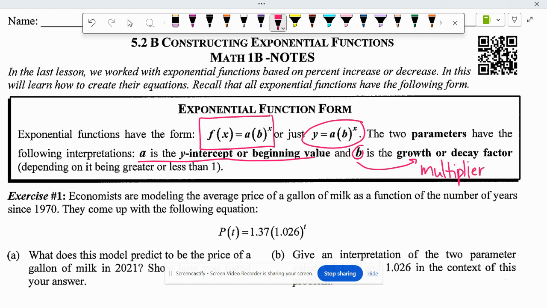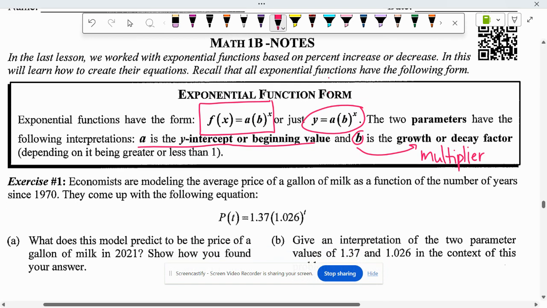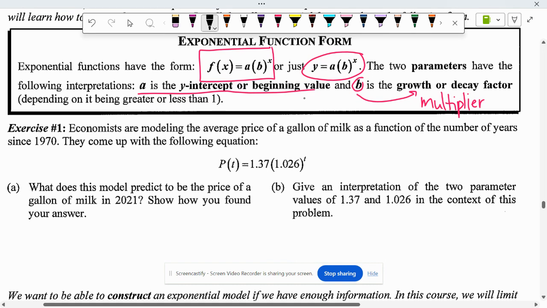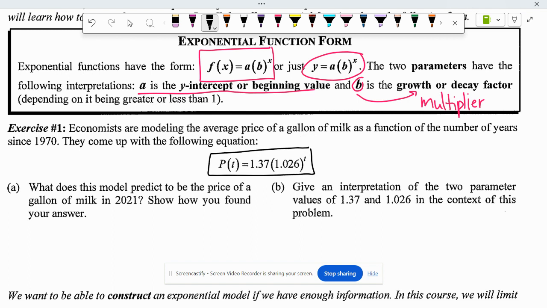This is page 27. Does everyone see where we are? Does anyone need more time to get there? Okay. So economists are modeling the average price of a gallon of milk as a function of the number of years since 1970. So they come up with this following equation. So here's our equation right here.